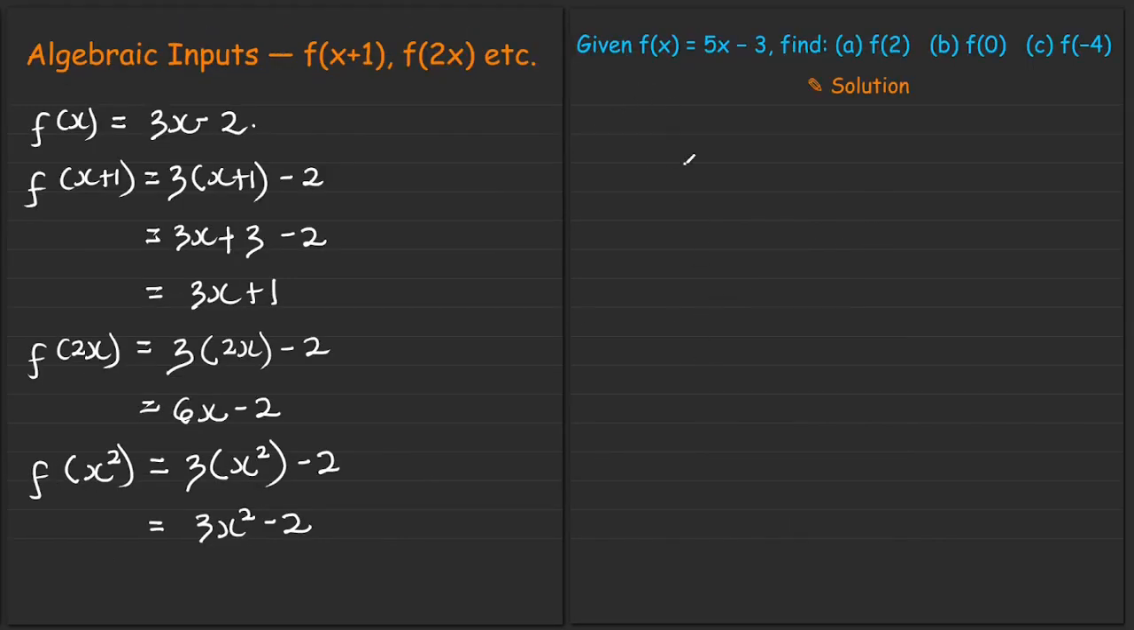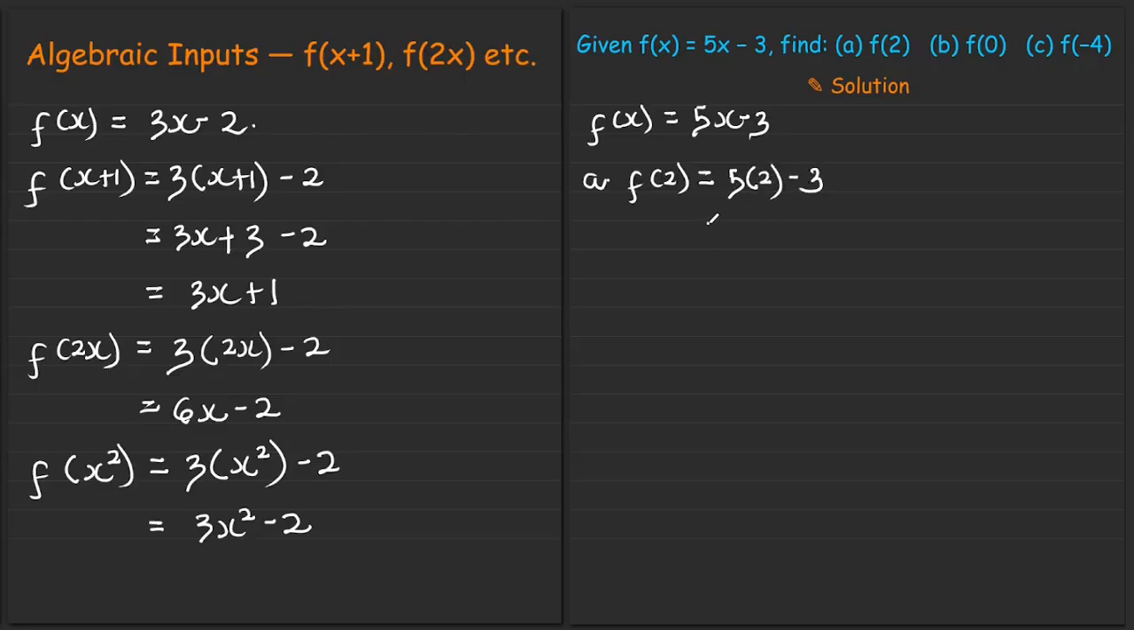This is a very basic example which says: given f of x equals 5x minus 3, you have to find f of 2, f of 0, and also f of negative 4. So our solution, first of all, we know our f of x is giving us 5x minus 3. For the first one, f of 2 is simply going to be 5, then instead of the x, we substitute 2. So 5 into bracket 2 minus 3.